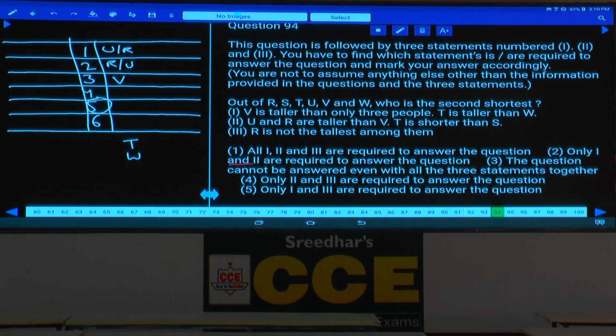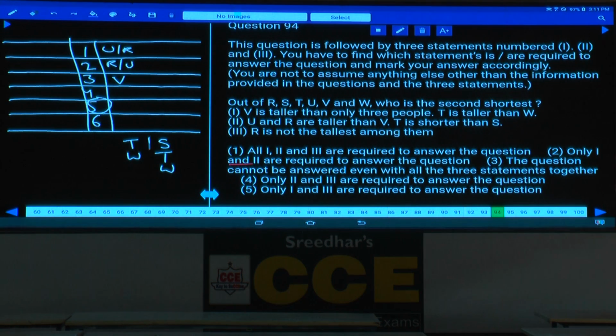And T is shorter than S. As T is shorter than S, tell me what is your answer here? T is shorter than S. Now W is shorter than T and T is shorter than S. The remaining three persons must be like this: S, T and W. So how many possibilities are left? There is only one possible. Then who is the second shortest here? T is the second shortest.